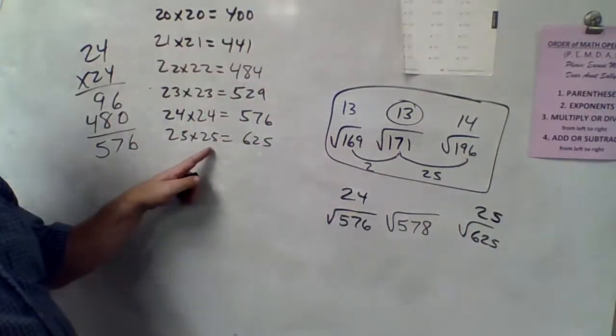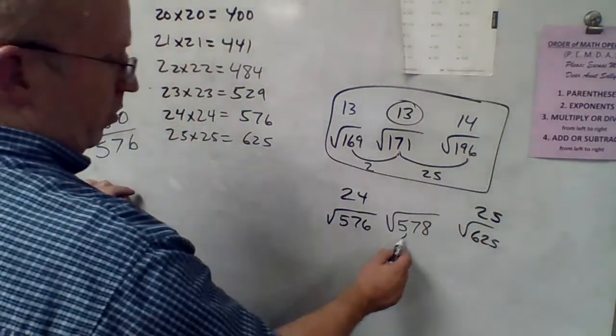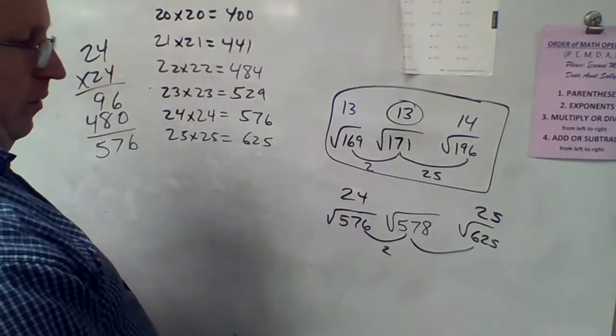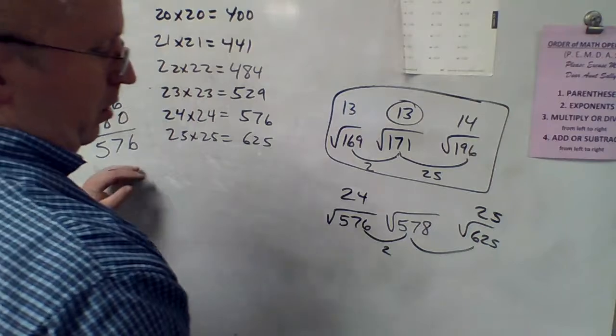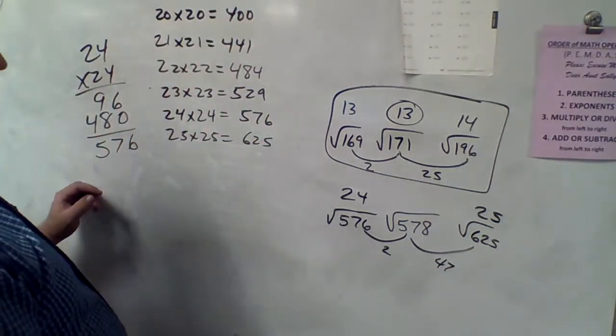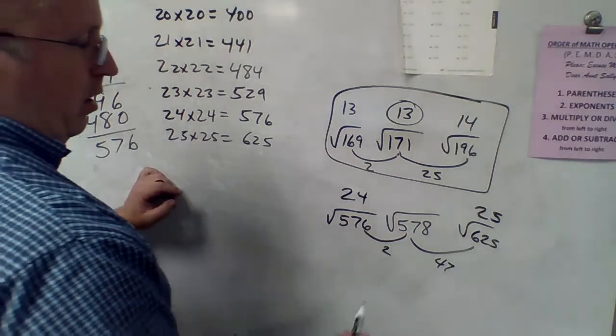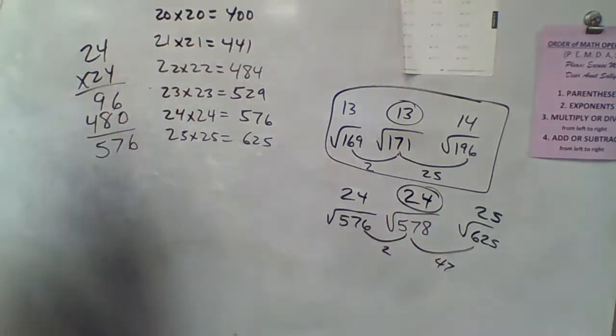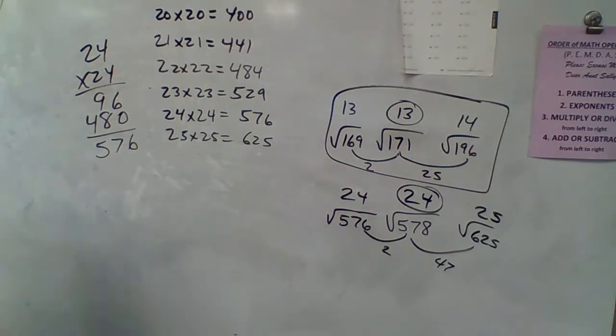Which one of these is it closest to? Well, it's only 2 away from this. It's a whole bunch away from that. 25 and 22, it's 47 away. So what's the best estimated whole number? Square root of 578. Well, that'd be the number 24, wouldn't it?